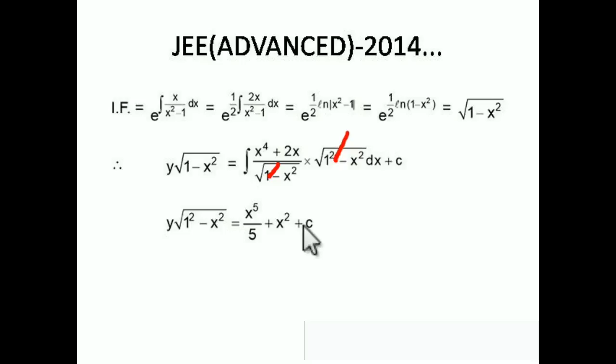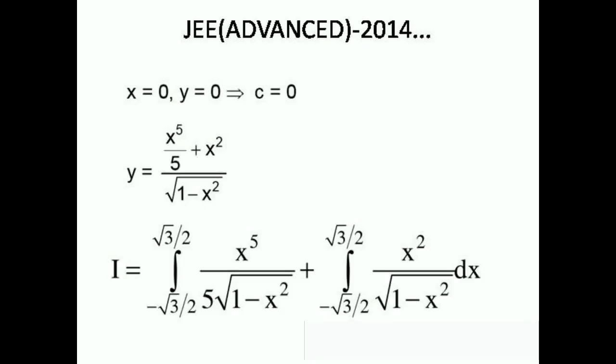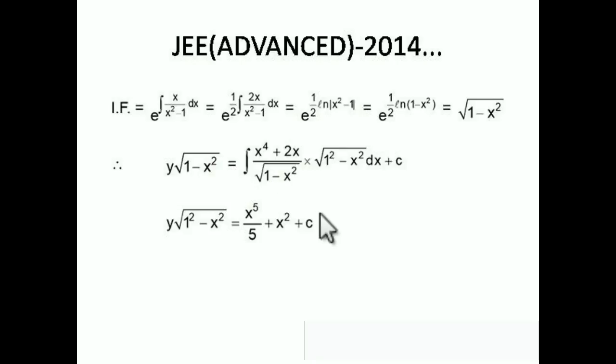Now we always use the initial condition to find the value of c. The initial condition is f of 0 equals 0. So if we put x equals 0, then y equals 0, in each and every term. Here y is 0, so this whole term becomes 0, here 0, here 0, so c equals 0. If c equals 0, then y equals x raised to 5 by 5 plus x square, upon the square root of 1 minus x square. So this is my final answer.